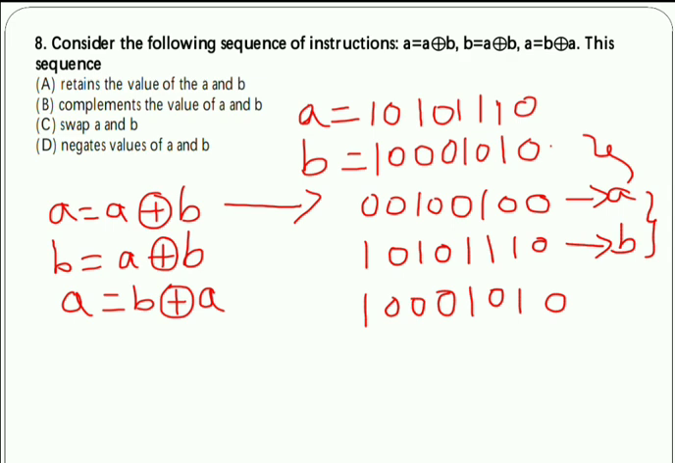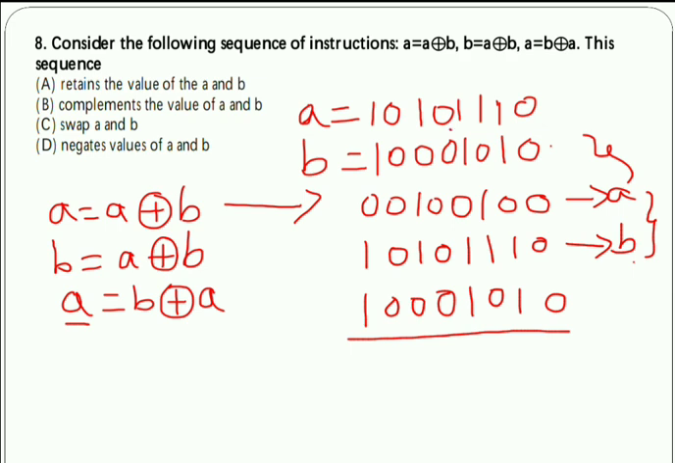Okay. So 1, 0, 0, 1, 0, 1, 0. So now if you check the given options here, the answer is C. That is, we have swapped just the values of A and B, right? So here the new A value is 1, 0, 0, 1, 0, 1, 0, and the B value is this one. Okay. So here the A value is 1, 0, 1, 0, 1, 1, 0.